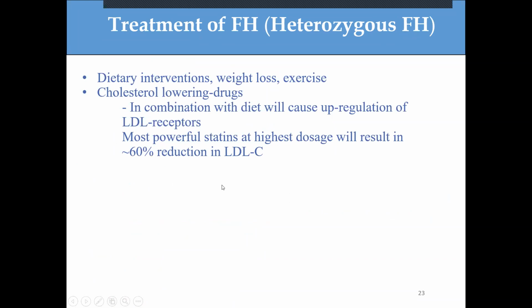How do we treat it? Well, the first way is that we do dietary interventions. We try to encourage the patients to lose weight. We try to encourage them to exercise. The second way is that we try to give them drugs that are going to lower their cholesterol. For example, we mentioned statins, which at the highest dose can cause a 60% reduction in cholesterol in the blood.